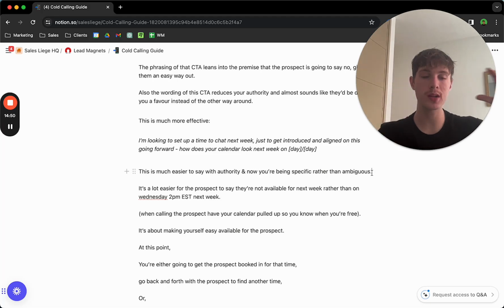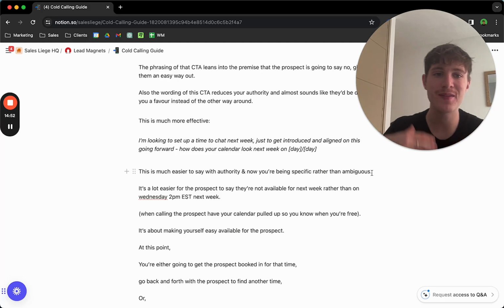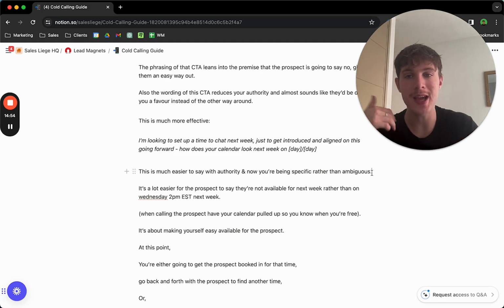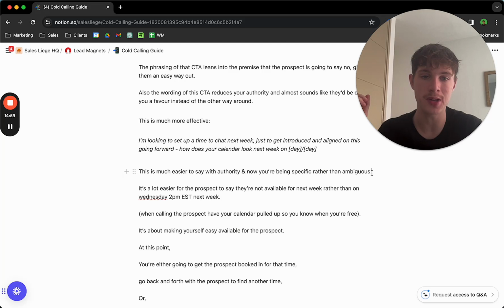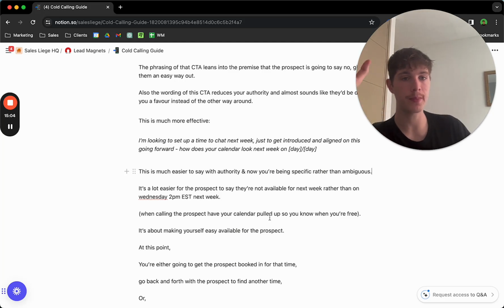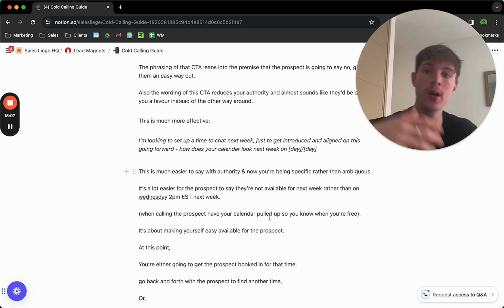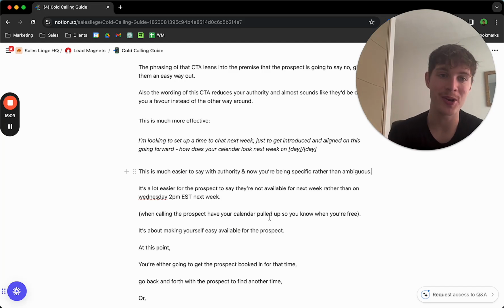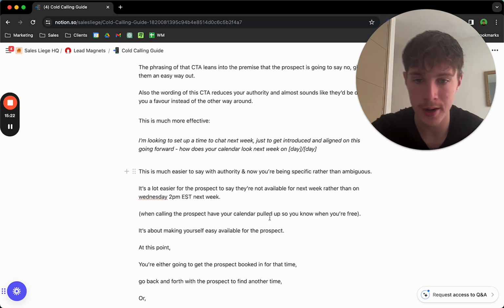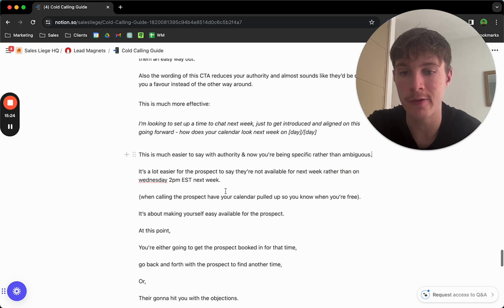If you're being ambiguous in what you're asking for, it's very easy for that to reflect in your speech. It's hard to be ambiguous in what you're saying and confident and authoritative at the same time. So make it easier for yourself. Always have your calendar pulled up when you're calling the prospect, because the last thing you want is to be stalling when you're going back and forth for the right time, or not being able to book something in quickly enough, because prospects are busy, you're calling business owners. So have that calendar always pulled up and get ready to book them in. Just make yourself easily available for the prospect.